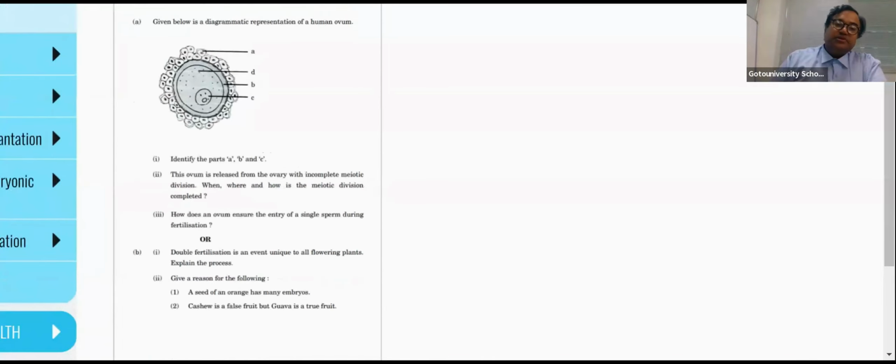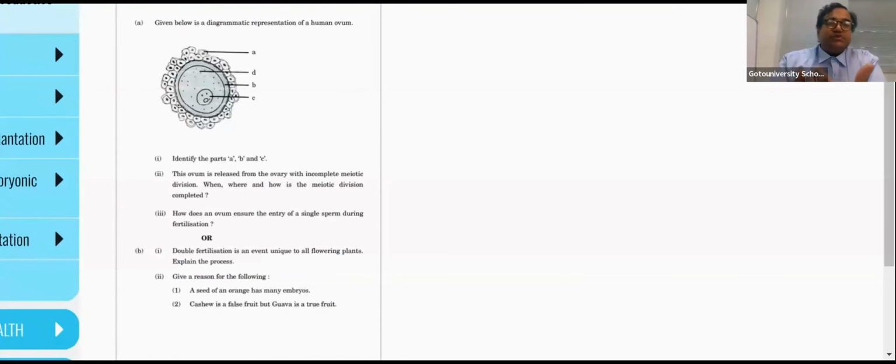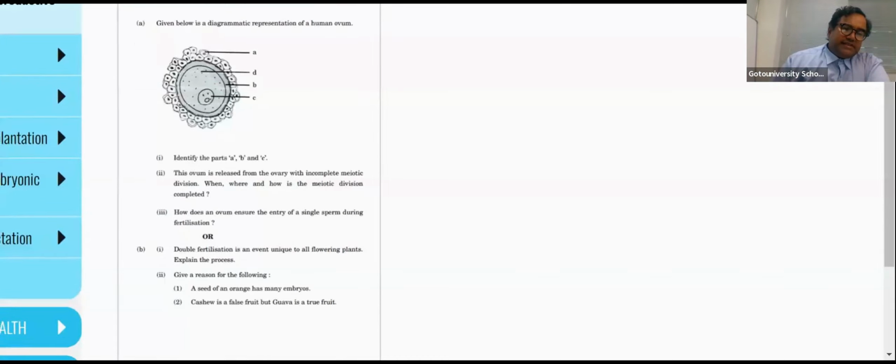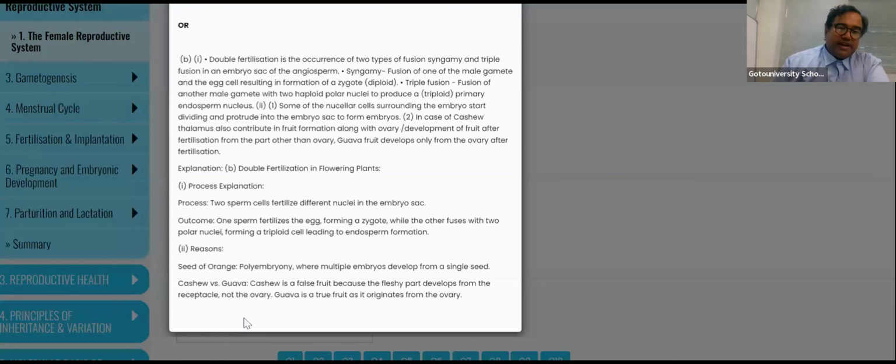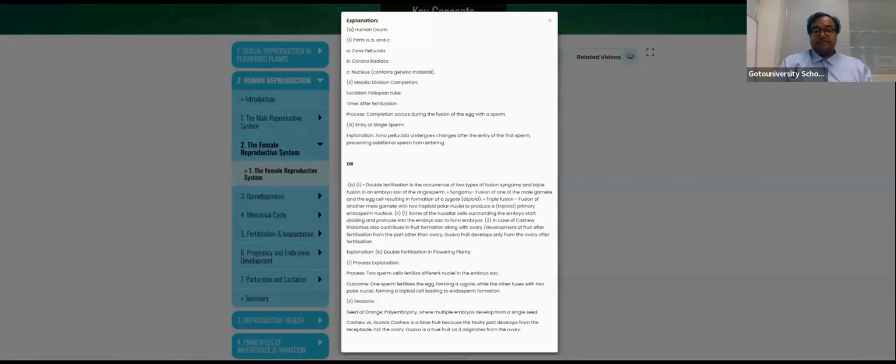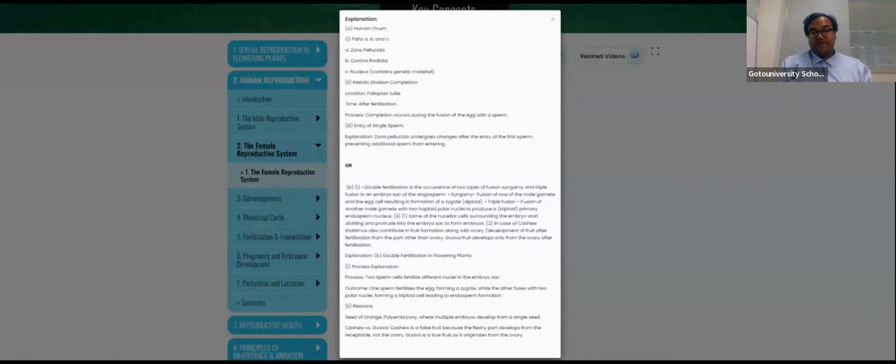So in this session we'll be discussing MCQs, and we'll be discussing assertion reasoning questions. All the varieties of questions we'll be discussing. So here in this question, A, B, C are given. So we will find out in which way the answer should be given by you. Double fertilization is a process happening in the plant.